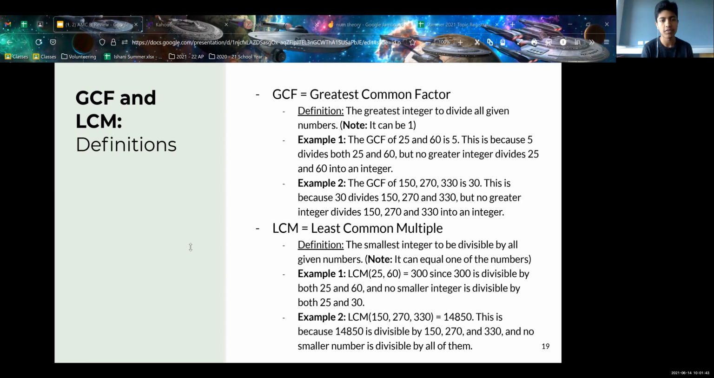If we're doing 150, 270, and 330, the LCM would be 14,850. It's the same reason as the rest of the examples: there's no number less than that which is divisible by all of the numbers. For questions like that with larger numbers, you don't want to just test random numbers until you get it. We'll show you how to deal with those in following slides.